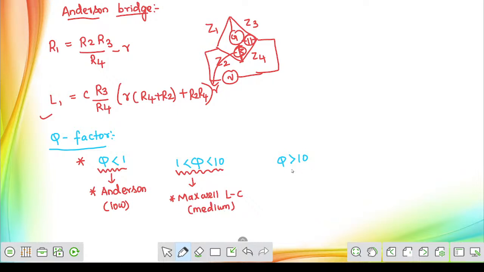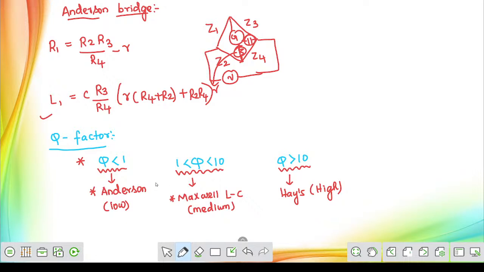If the range of the quality factor is greater than 10, that is a high value, then which device will we be using? Hay's bridge. Hay's bridge is the one used to measure the high value of the quality factor. So all put together, the important thing you must remember is the range of the quality factor and the corresponding devices we use to measure the value of unknown inductance, unknown quality factor and resistance, everything that I have given. You must remember all these points; they are very important.